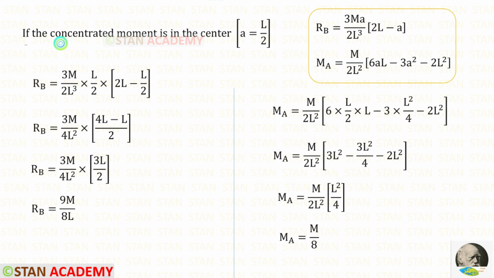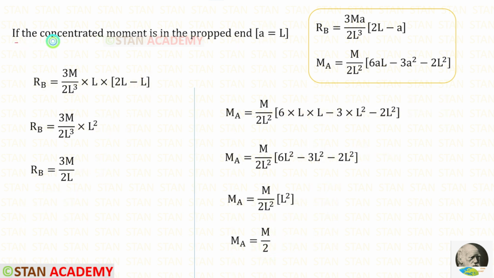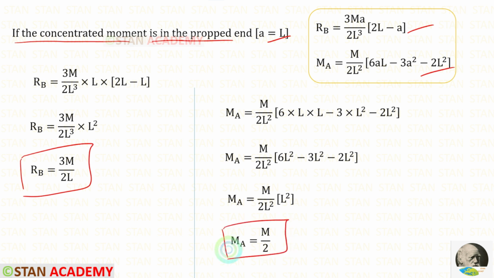Suppose the concentrated moment is acting in the center, in these two expressions, instead of a, we have to apply L upon 2. In this way, for RB, we will get 9M upon 8L, and for MA, we will get M upon 8. Suppose the concentrated moment is at the propped end, in these two expressions, instead of a, we have to apply L. In this way, for RB, we will get 3M upon 2L, and for MA, we will get M upon 2.